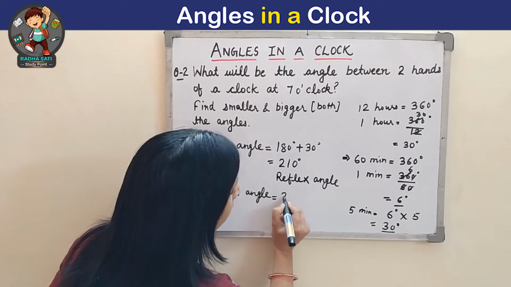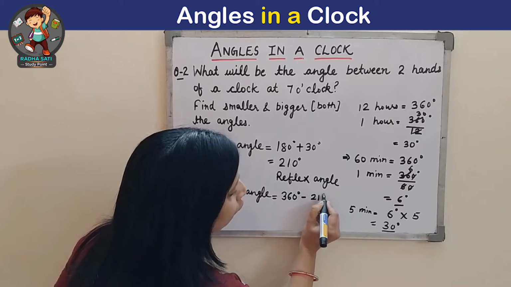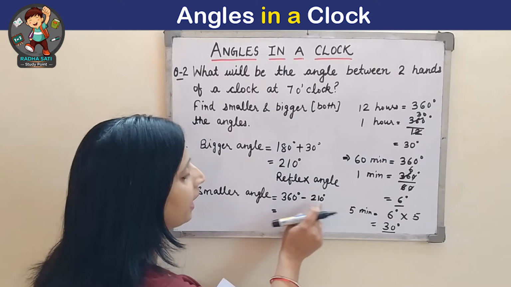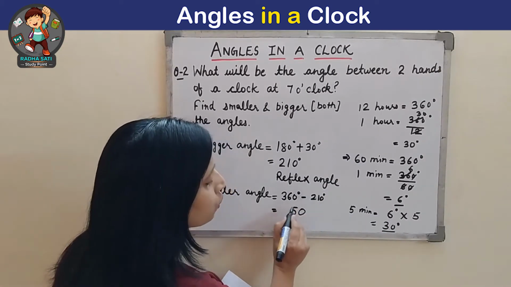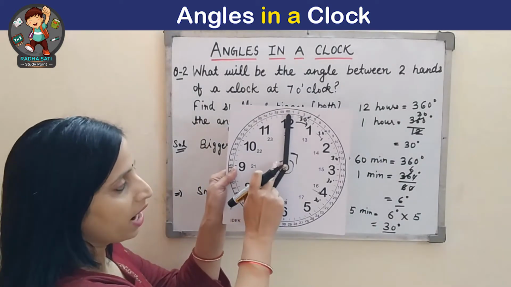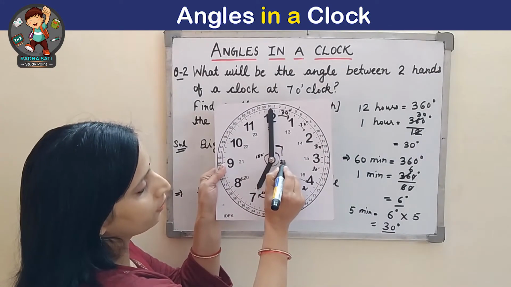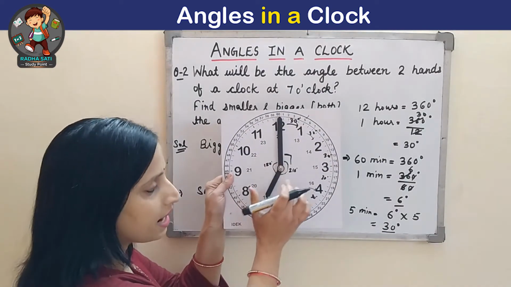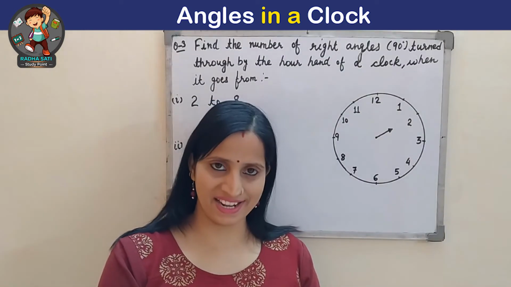So we can subtract 210 from 360 degree. And when we subtract, what we will get? 0 minus 0, 0. 6 minus 1, 5. 3 minus 2, 1. So the measure of the smaller angle will be 150 degree. This will be 150 and this will be our 210. When we add up these two angles, we will get a complete angle.